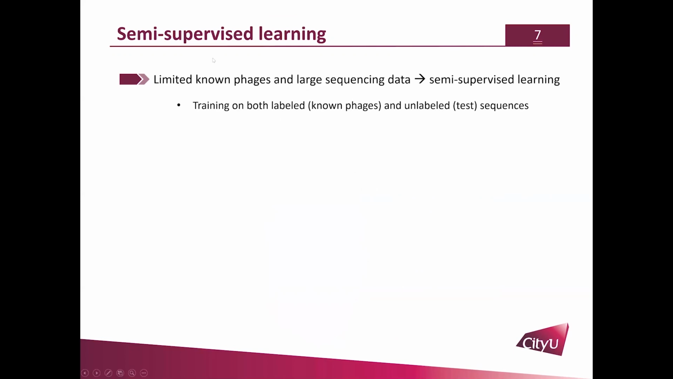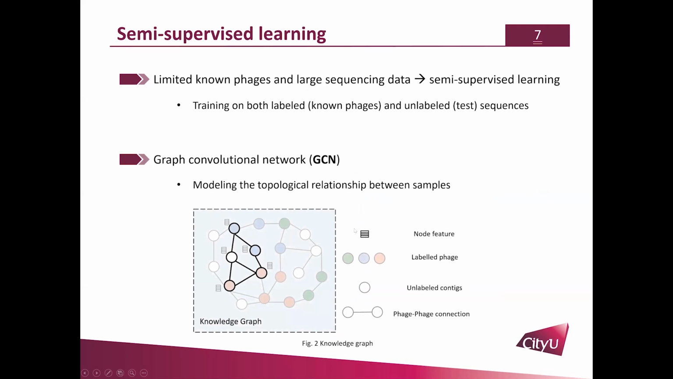In our research, we use the semi-supervised learning method, utilizing both labeled and unlabeled samples to enhance the learning ability. We construct a knowledge graph and apply the Graph Convolutional Network. As you can see in the knowledge graph, the nodes represent the phages either with label or without label. The edges between nodes represent the similarity between the phage pairs. Then, Graph Convolutional Network can measure the relationship between different nodes and predict for the unlabeled nodes. Next, I will show you how we construct this knowledge graph.